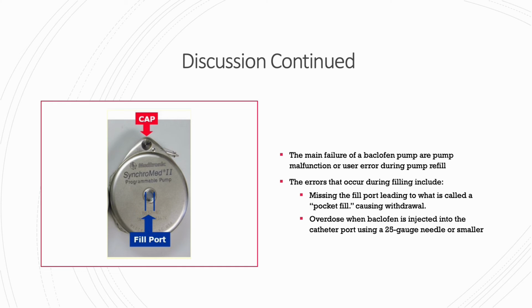The other potential error is injecting into the catheter port, leading to a massive influx of Baclofen into the intrathecal space. It is important to note that a 22-gauge needle is always used in this process, and only a 25-gauge needle or smaller can enter the catheter port, making this mistake impossible if using the proper needle.